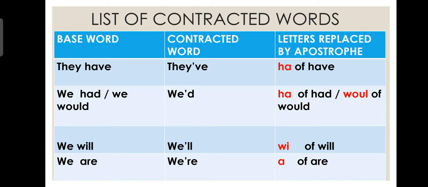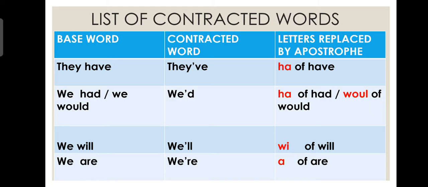Next is we had or we would. Here also we will remain as it is. And from the word had we have removed HA and from the word would we are removing WOUL. So the contracted forms become we apostrophe D.